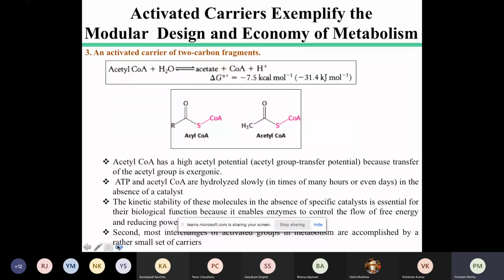And what does it mean? It means that if I take acetyl CoA and water, the reaction should occur. Now, question is, if I take ATP molecules, put them in water, will that be hydrolyzed? Any one of you? Thermodynamics says yes. But what happened?